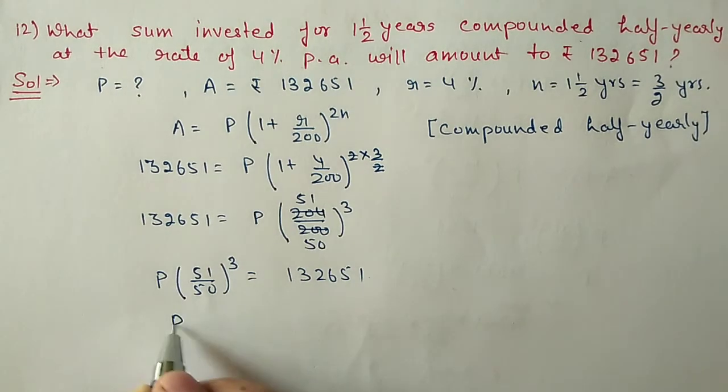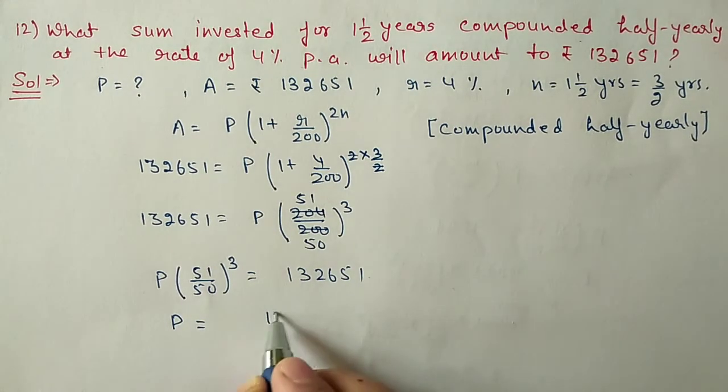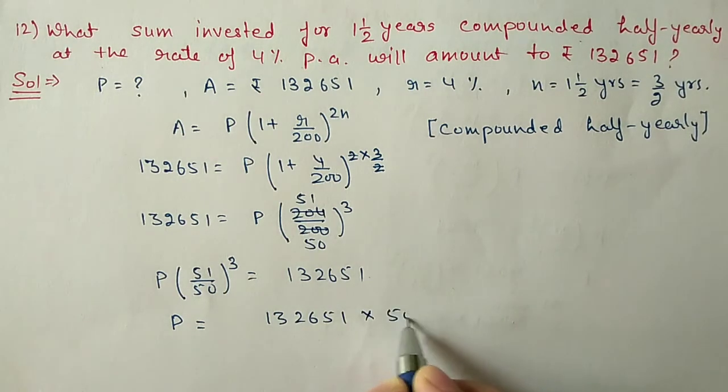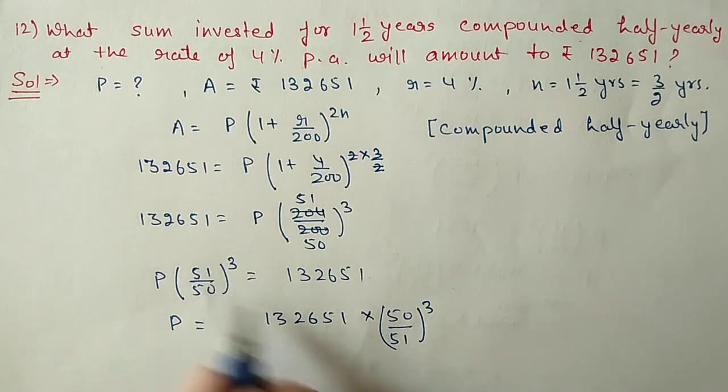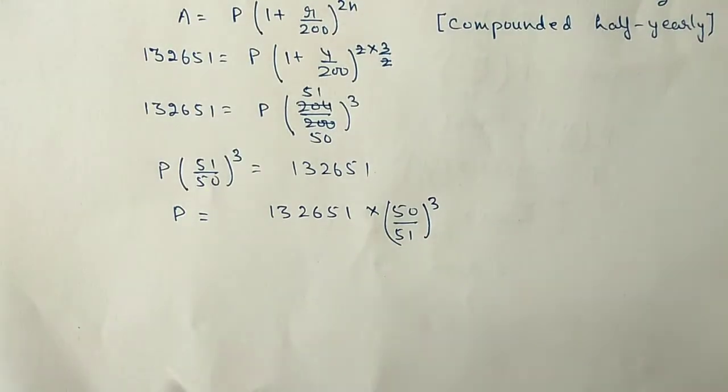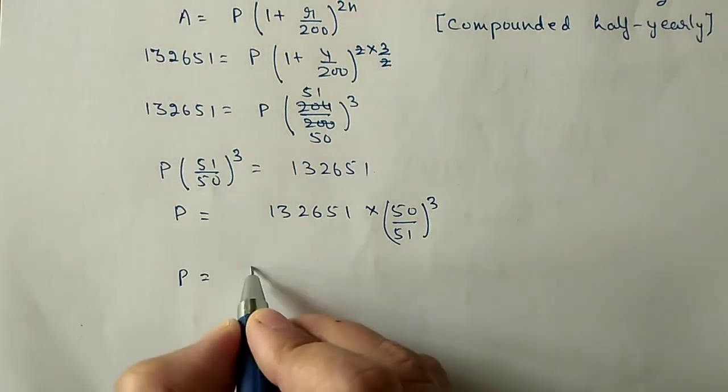Now P we will keep here and the remaining numbers will shift to the other side. Multiplication will go for division and division will go for multiplication. Now we will expand and do the calculation.